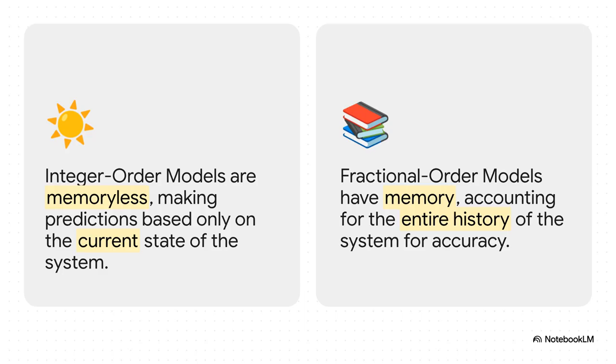It's like a weather forecast that only knows it's sunny today, and that's it. But these other models, the fractional order ones, they have memory. They remember everything that's happened before. It's like a farmer who doesn't just look at today's weather, but remembers the entire season of rain and sun to figure out what the harvest will be like.